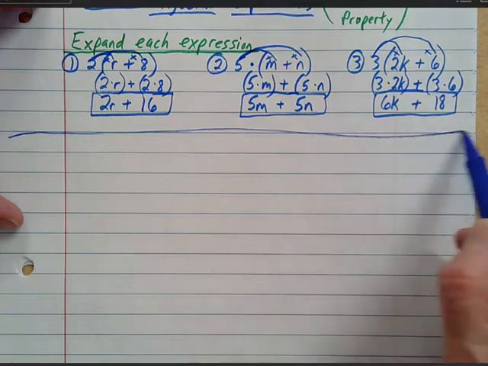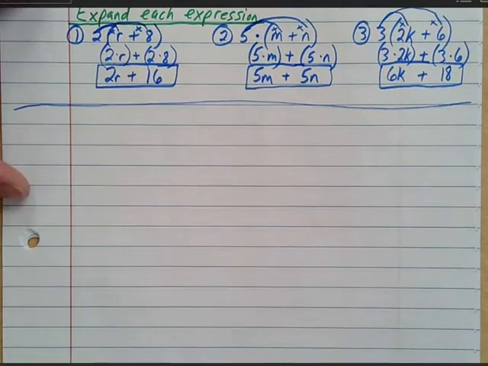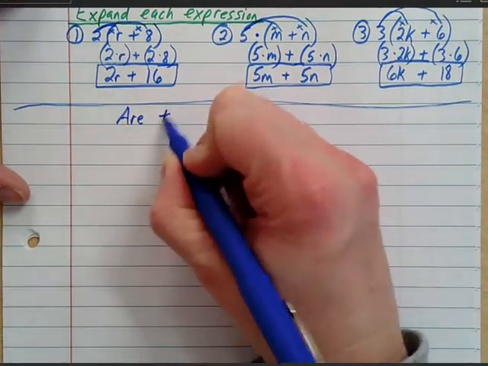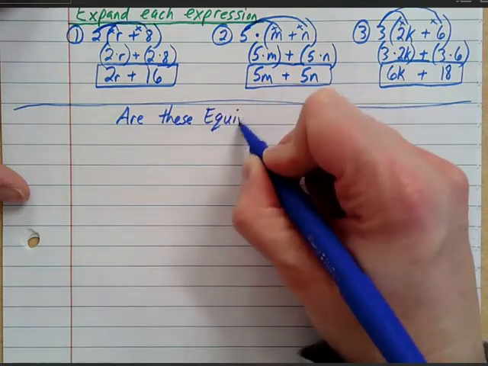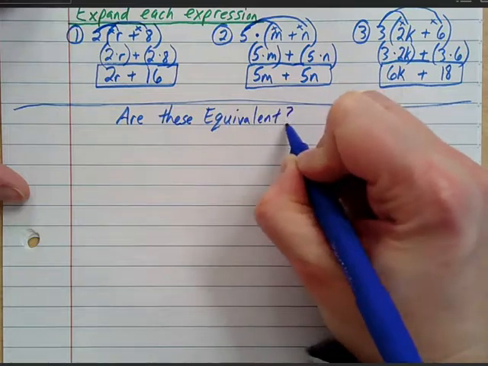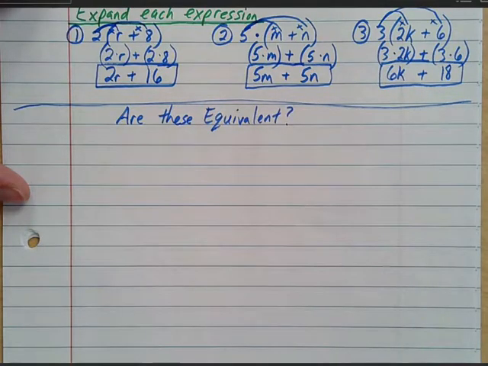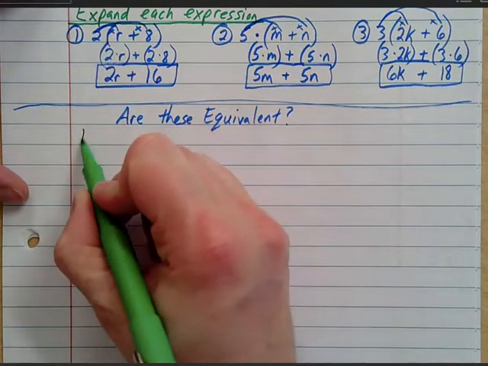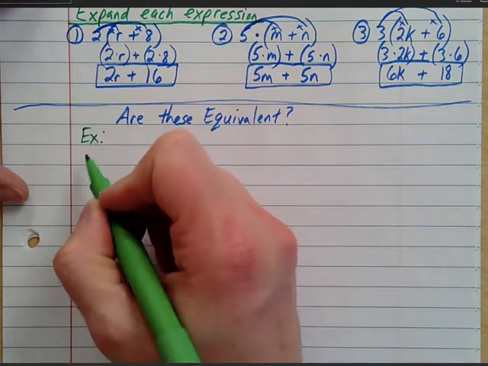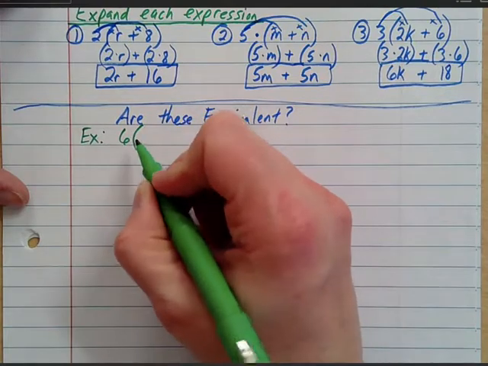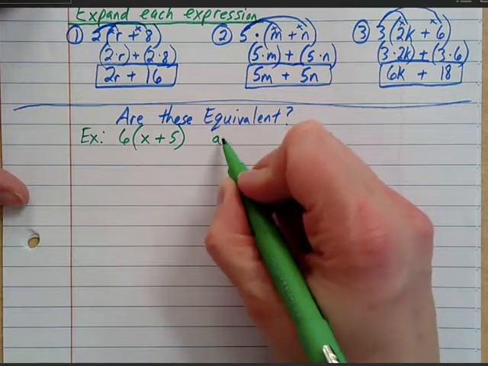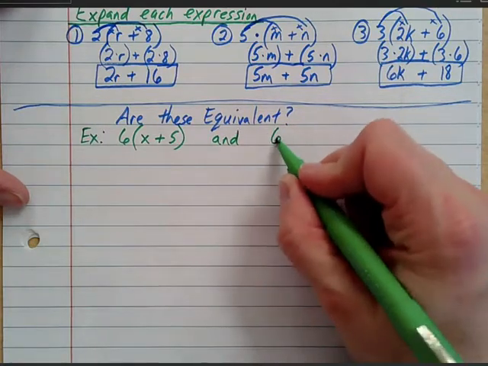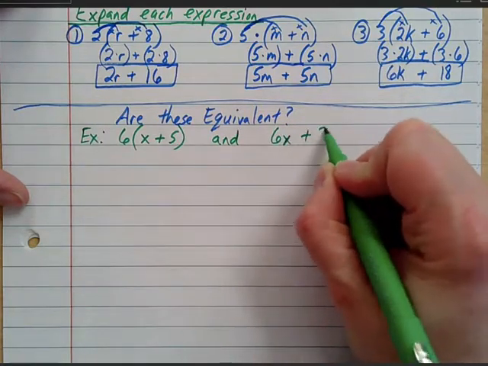Another part of your assignment, you're going to see the directions that say, are these equivalent? Equivalent meaning, are these equal? They're going to give you 2 examples, and you have to look and see if they're equivalent. Are they equal? So the first example is 6 parentheses x plus 5, and then the other example is 6x plus 30.